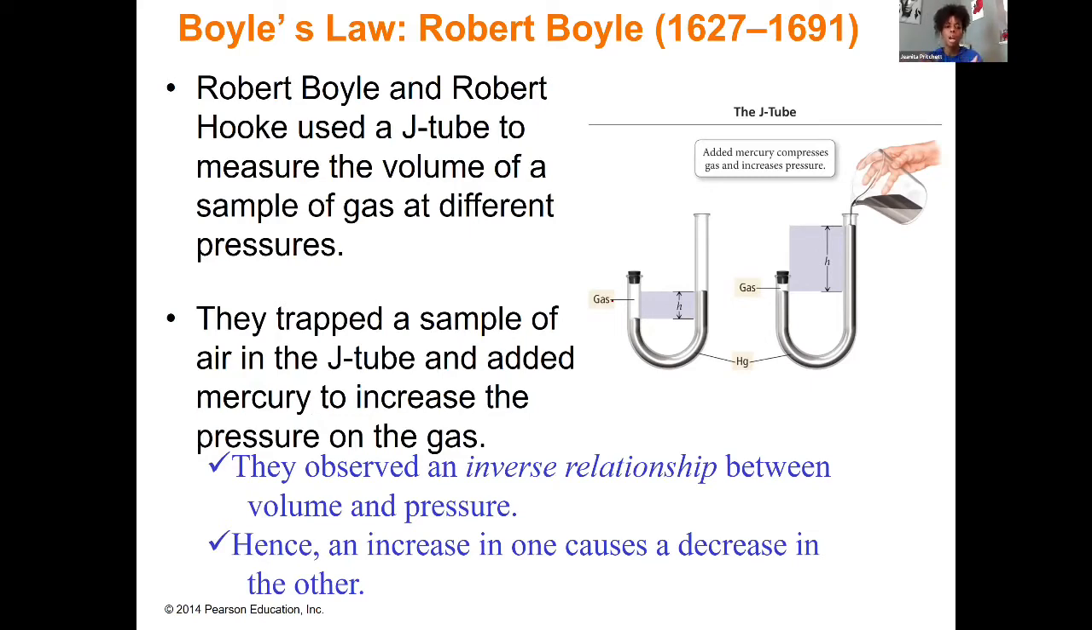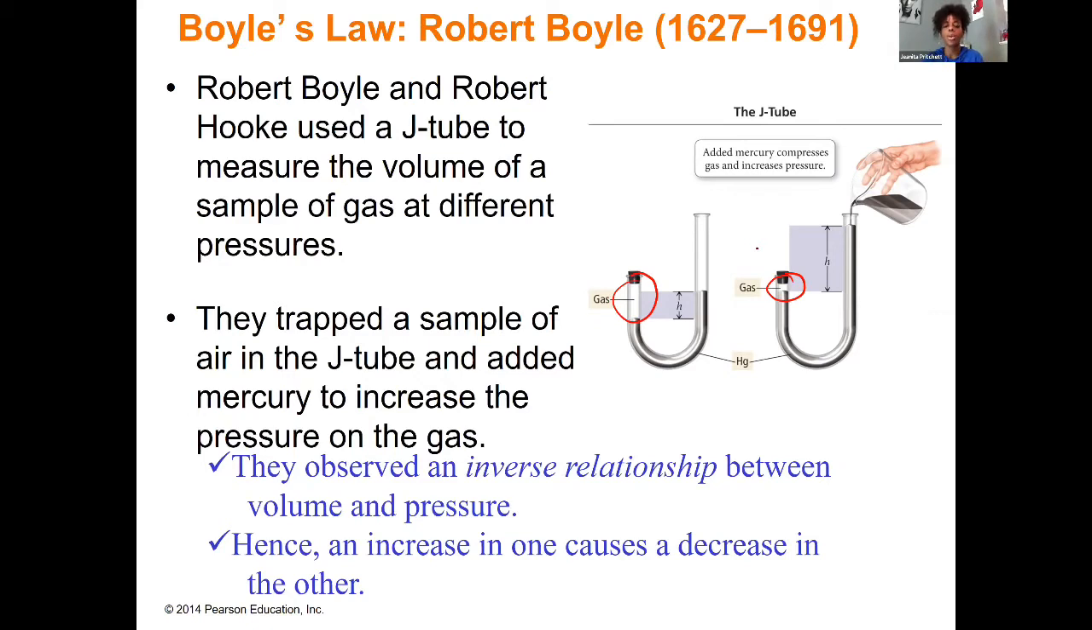Now, how this law came about: there were two scientists, Robert Boyle and Robert Hooke, who used this J tube to actually measure the volume of a sample of gas at different pressures. The tube was filled with mercury, and as they changed the amount of mercury, they were able to compress the gas and increase the pressure. You can see that the volume of gas ended up changing under the different circumstances.